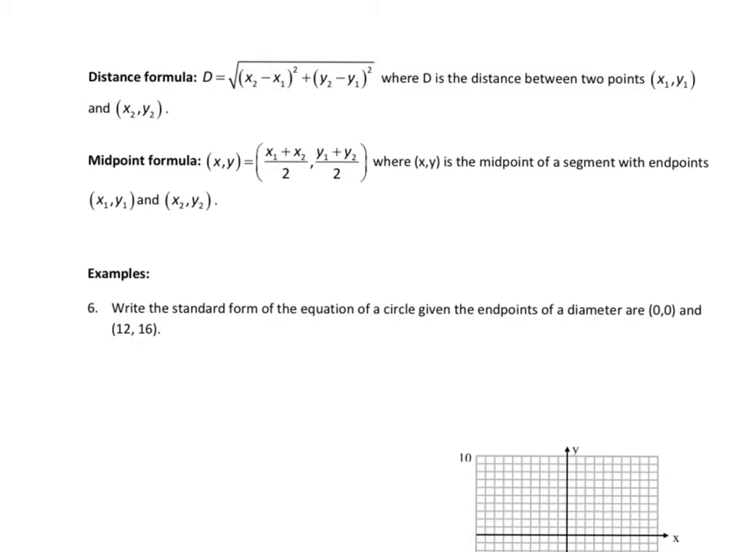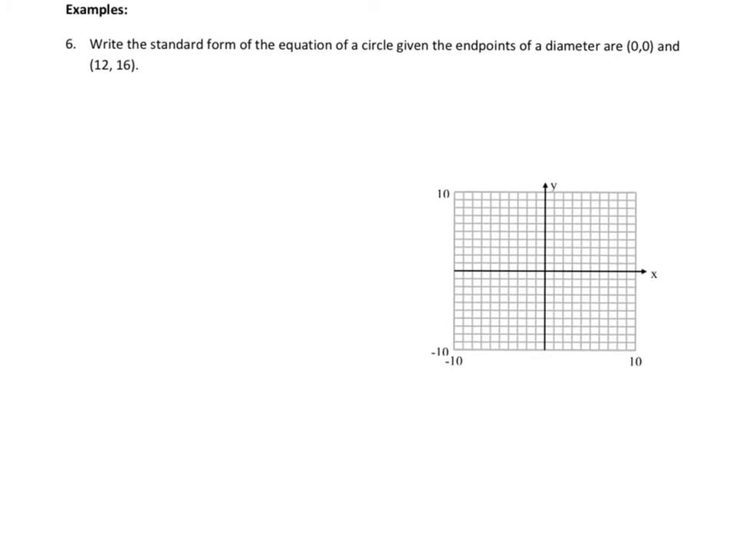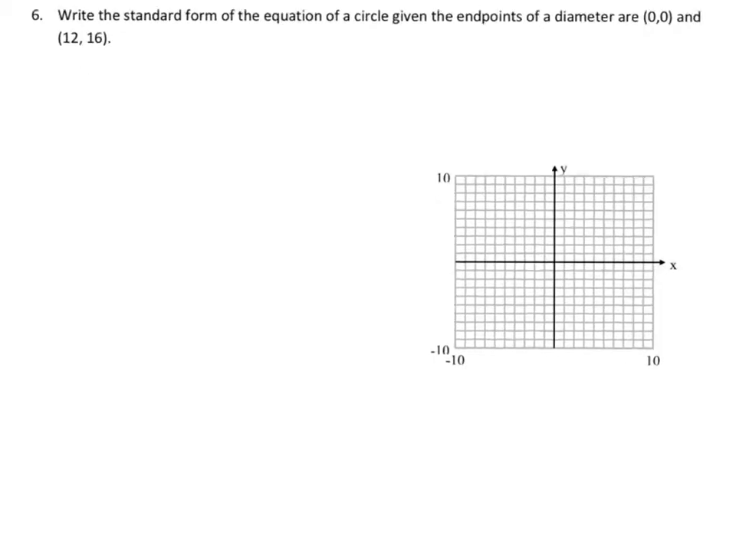Okay, if we want to find the midpoint of a coordinate, then we do the average of the x's and the average of the y's, just like we do on a number line, but since it's not just one dimension, it's 2 dimensions, we do it for both the x's and the y's. Now, how is that relevant? These problems are a little more challenging, but we'll see that we'll have to use a midpoint formula and the distance formula, and they're really not too bad. Okay, so write the standard form of an equation given the endpoints of the diameter is 0, 0, and 12, 16.